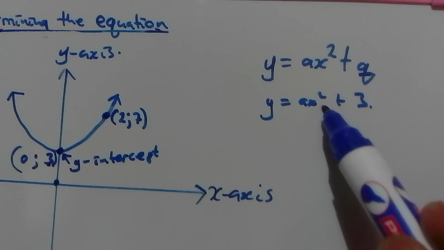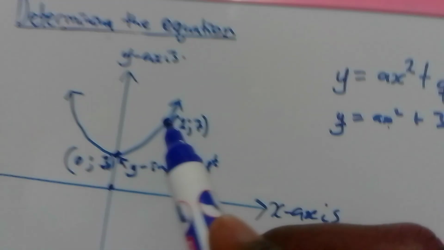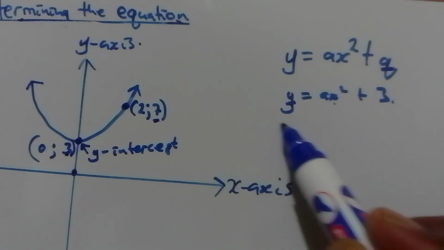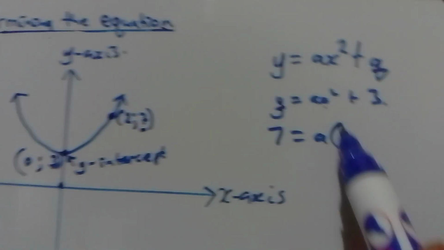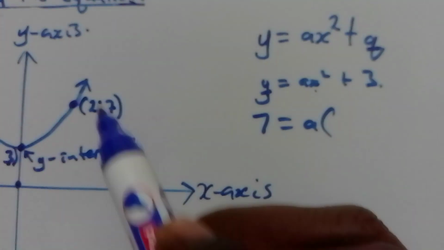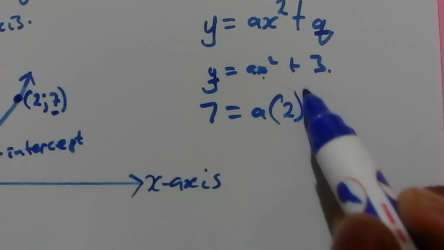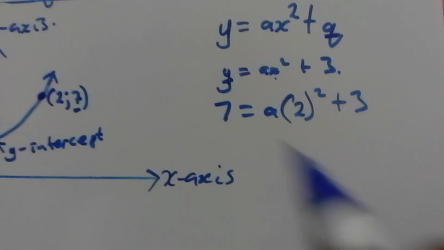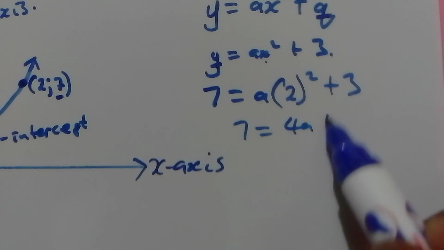Now, what happens? Here I'm going to be substituting. Where there is y, I've got another point on the graph. So where there is y, I will substitute 7, is equal to a, open bracket, then they want x. Where I got the y, the x is 2. So I place the number 2, then I say squared plus 3. From there I'm solving for a. Now I've got 7 is equal to 2 squared, which gives me 4, so I've got 4a plus 3.